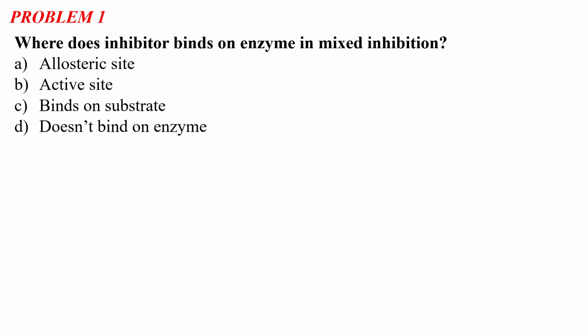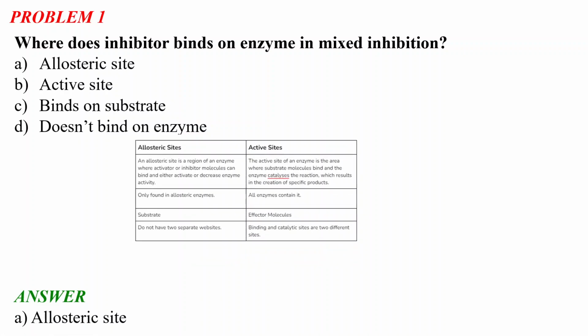I will show you the answer first. The answer will be allosteric site. Now what is the allosteric site and what is an active site? Basically, an allosteric site is a region of an enzyme where the activator or inhibitor molecule can bind and either activate or decrease the enzyme activity. The allosteric site is a region that is different for every enzyme.